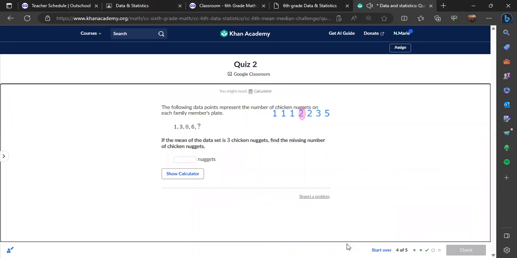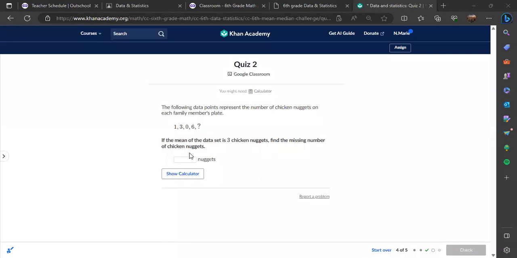The following data points represent the number of chicken nuggets on each family member's plate. If the mean of the data is 3, find the missing number. So we just need to add all of this together, right? 1 plus 3 plus 0 plus 6, which is 10. So 10 plus what, divided by 2, is going to get you 3. And that's what you're going to find. So this is pretty much a 2-step equation.